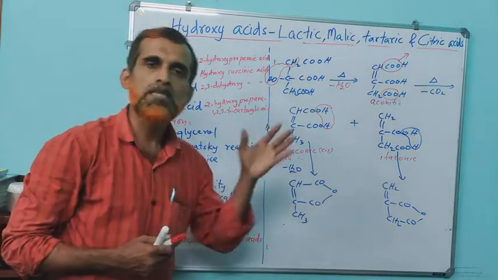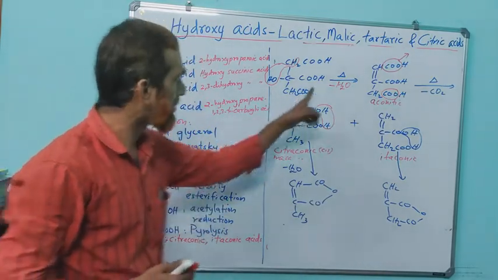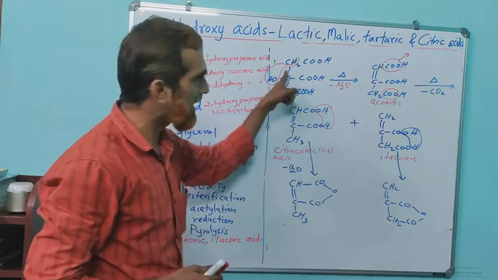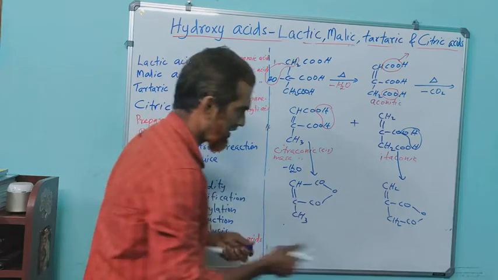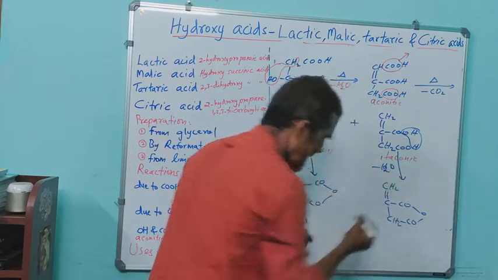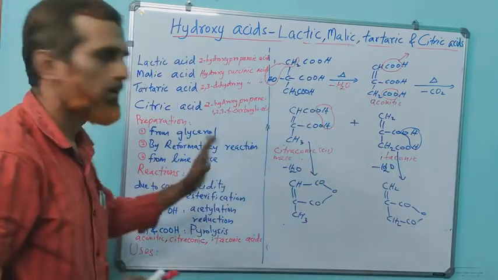So interesting series of reactions during pyrolysis. First it is losing water here, then losing carbon dioxide, and again losing water, dehydration. Right? So these are various reactions of citric acid.